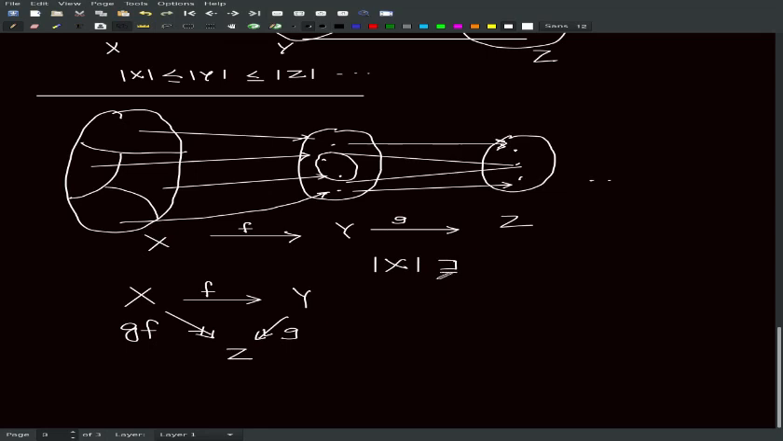I wrote it like this to differentiate from this. Let me not write this. It's not about cardinalities. Let me just write like this to say that this means that X is bigger than Y. That means there is a surjection from X to Y and so on. So this is the idea behind surjections.